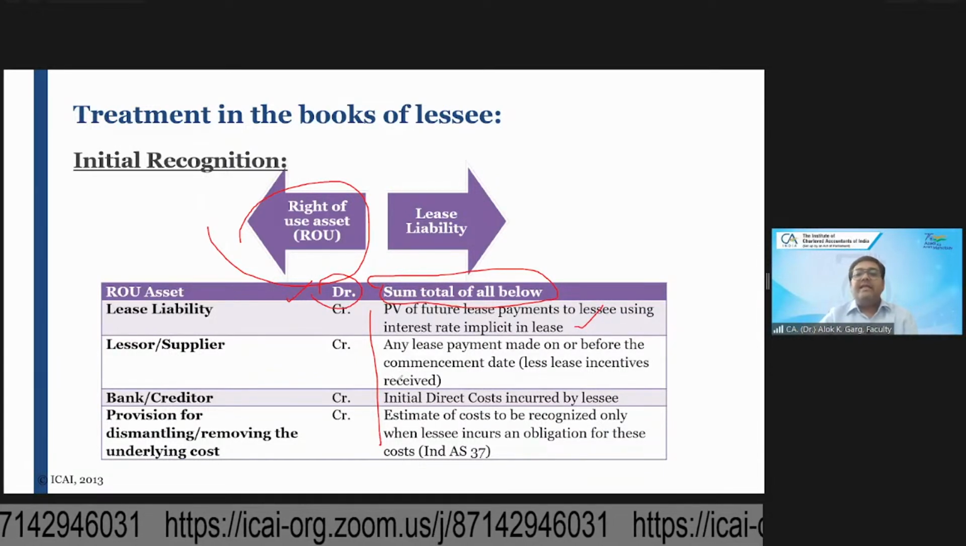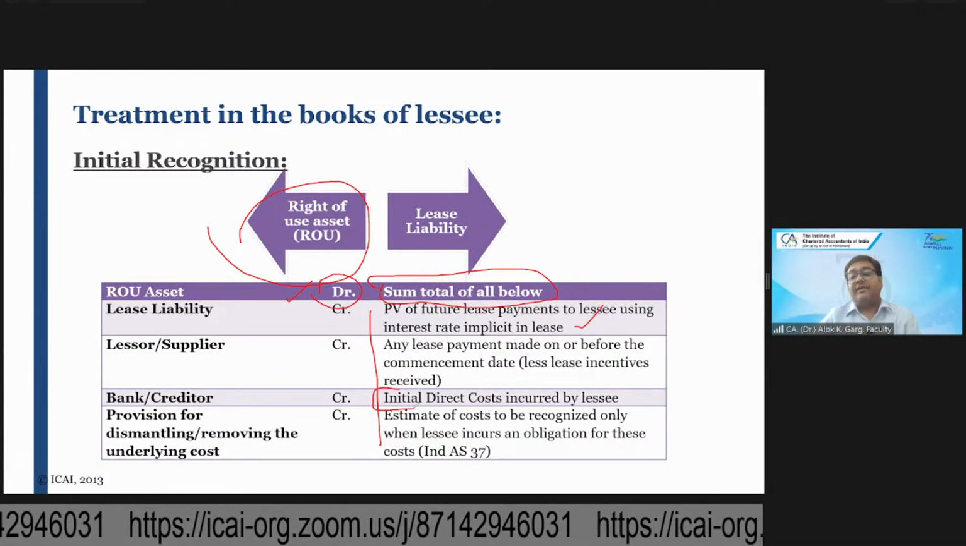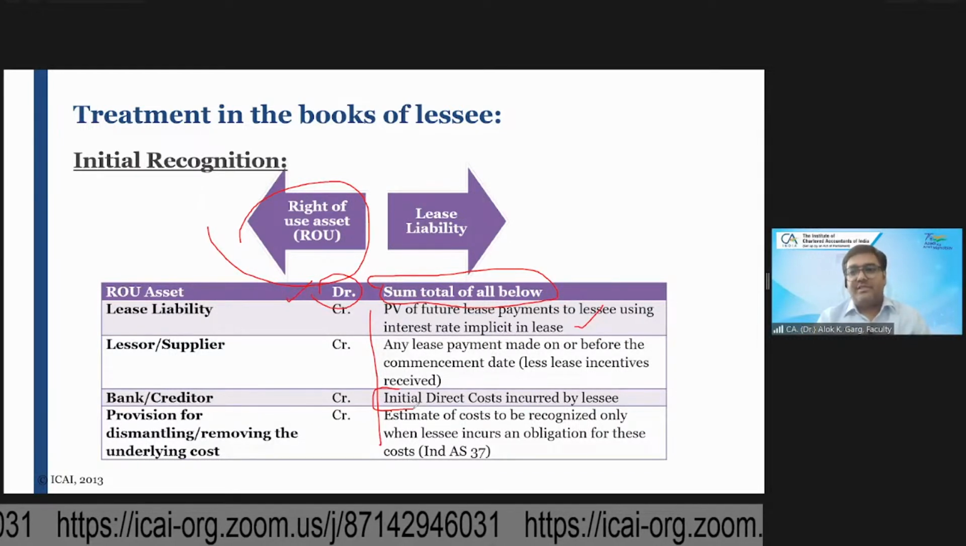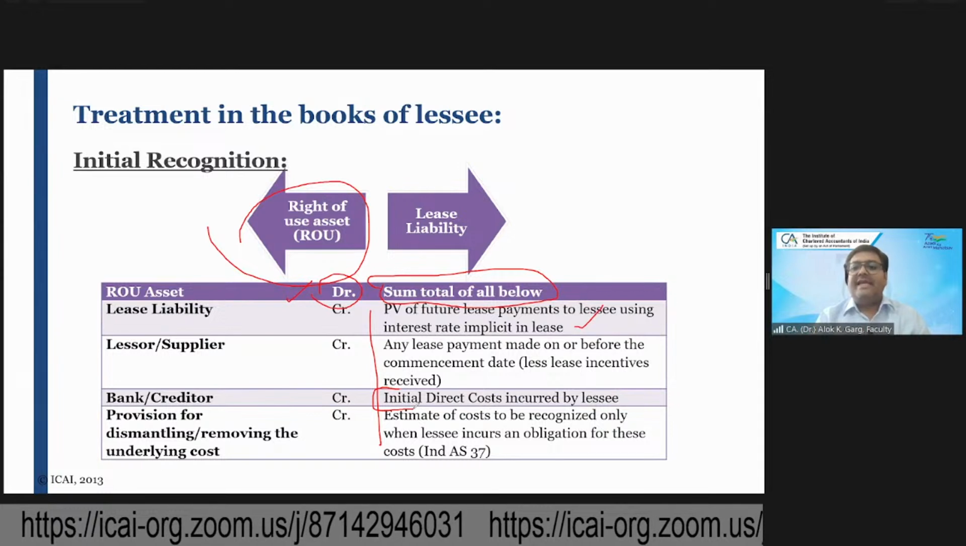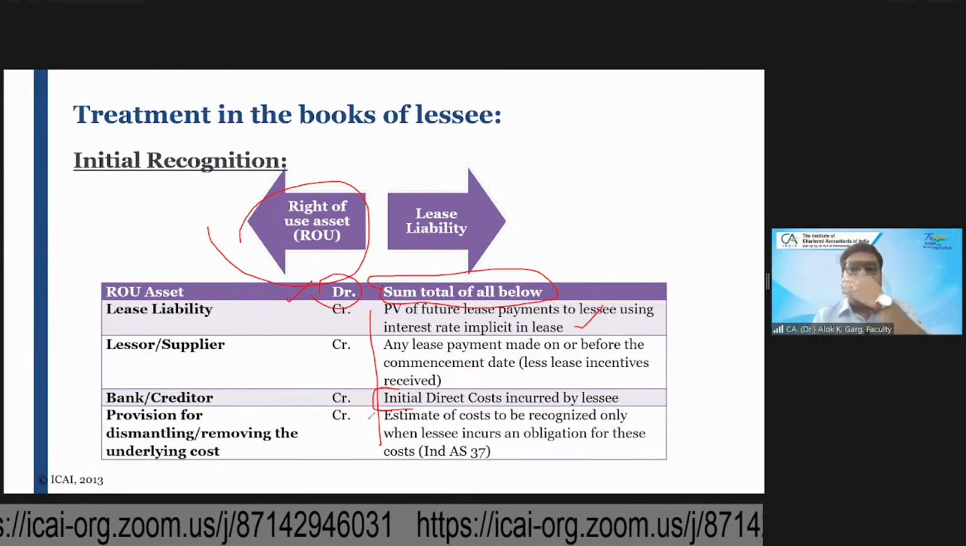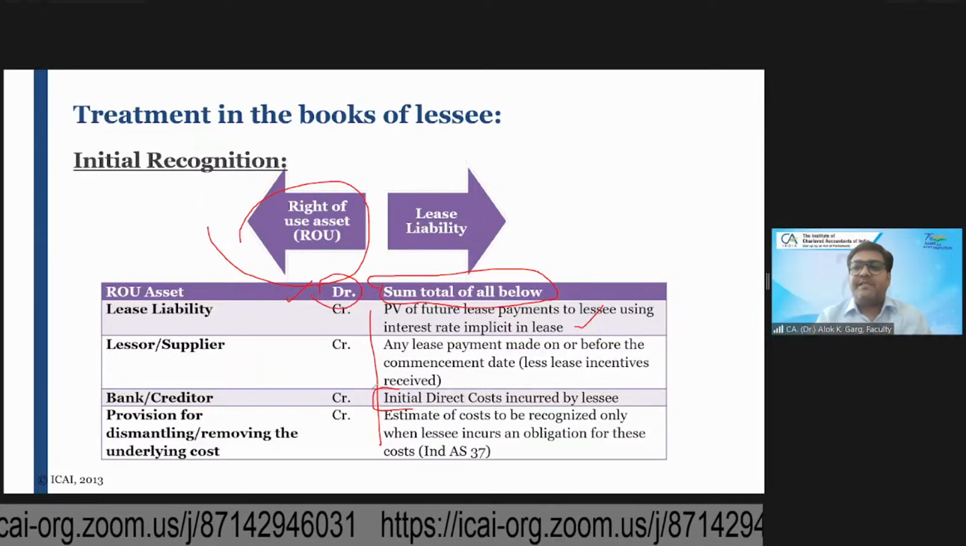Third, any initial direct cost which you have incurred at the time of commencement of the lease, any expense you have incurred: right of use asset account debit to bank or to expense payable.